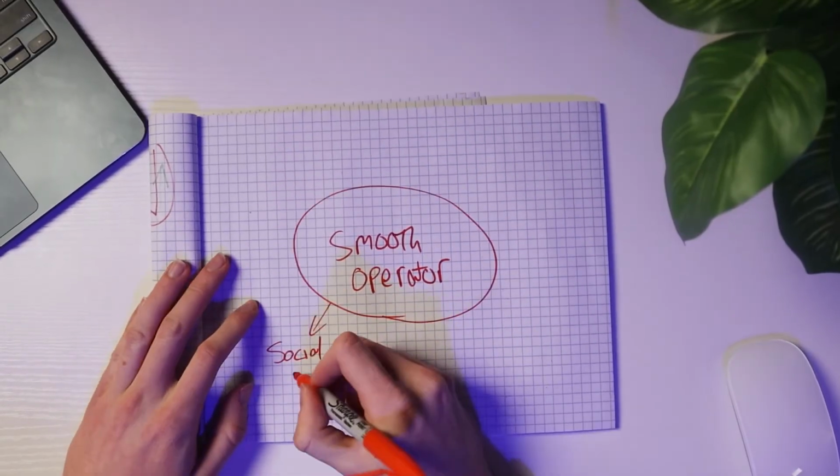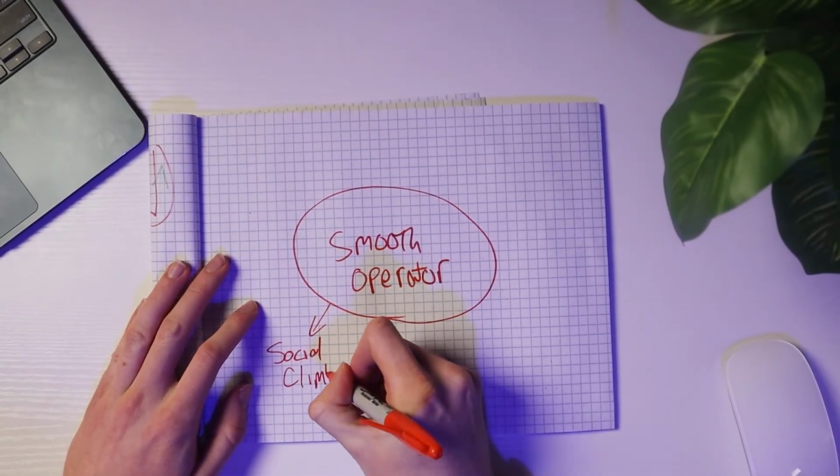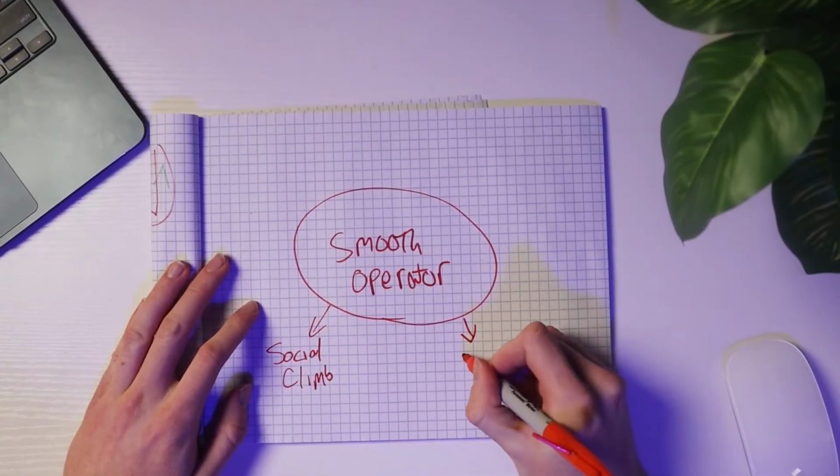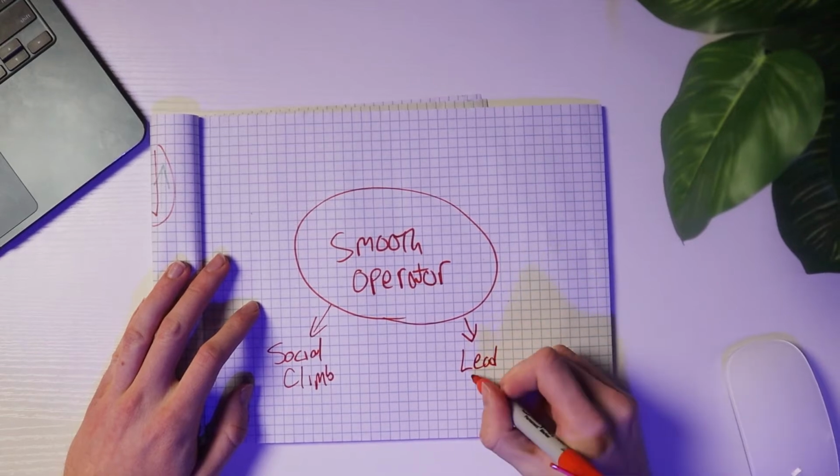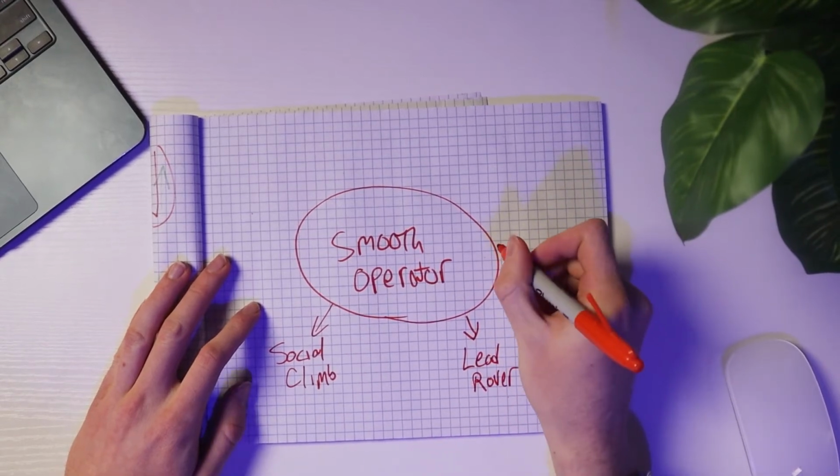And so you want to have a lot of different pieces of value. For example, we have our main business, Smooth Operator, and then we have a few other businesses around it, right? We have Social Climb, which is one of our software companies. We have Lead Rover. And inside of Smooth Operator, we also have 2 core components.